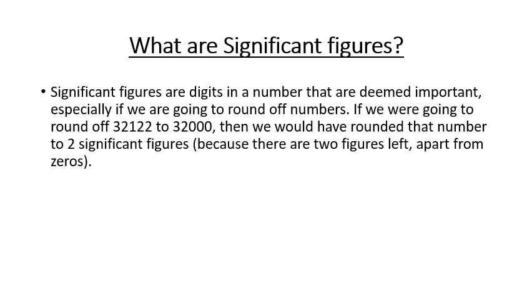Okay, if we're going to round numbers off, then we need to look at which figures the question is asking us to. So, for example, if we've got 32,122 and we want to round it off to 32,000 flat, we would have rounded it to two significant figures because our final value only has two figures which are not zeros. So this means that there are two significant figures.